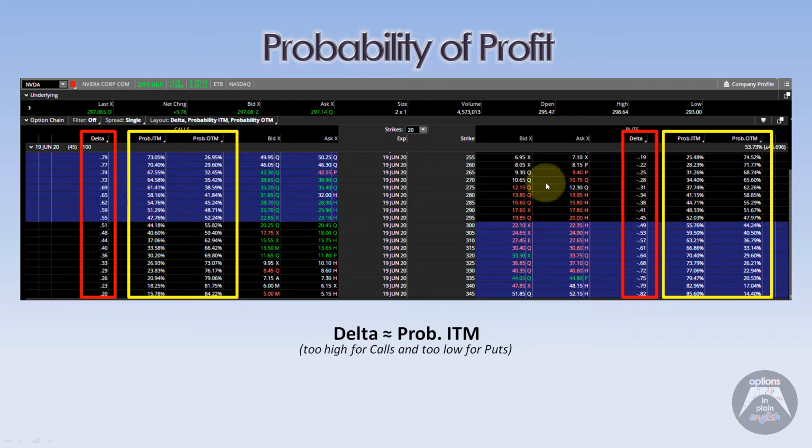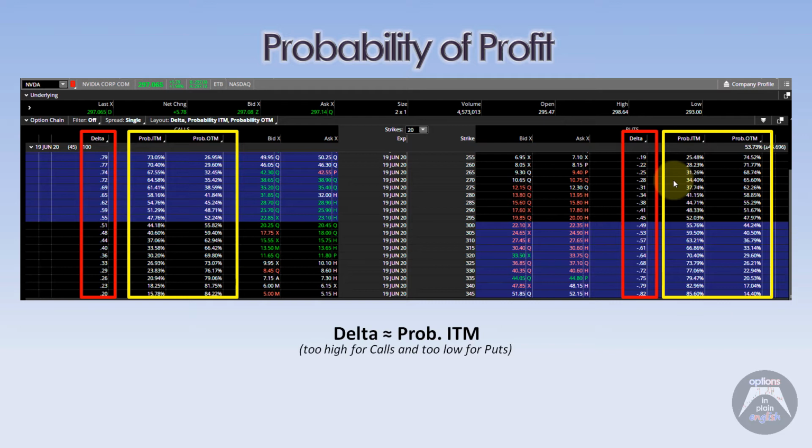With the puts, the 270 strike put has a delta of 28 and a probability of expiring in the money of 34. So basically it's too low for puts, so it's understating the actual probability for puts. So what does this mean? Well, it means that if you don't have access to any other information and you only have delta, then yeah, you can use delta and it's going to give you a very good approximation.